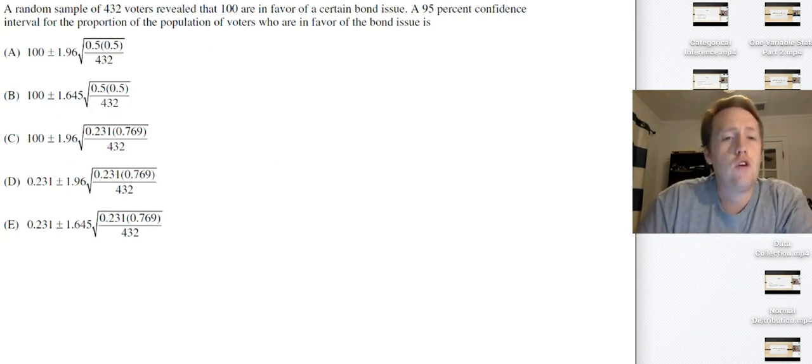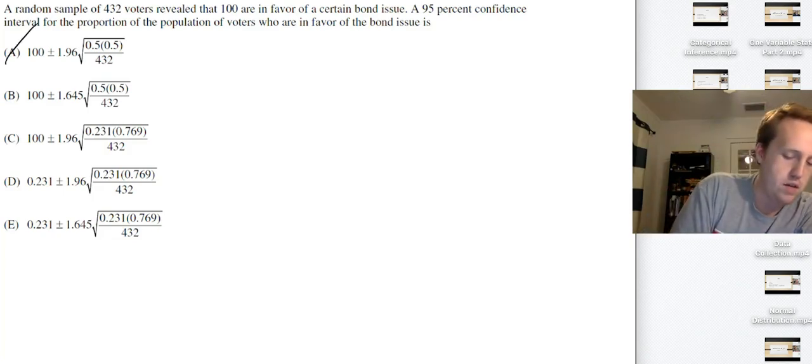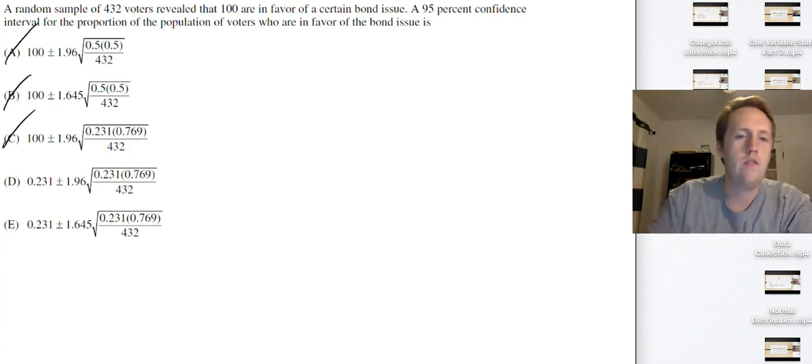A random sample of 432 voters revealed that 100 are in favor of a certain bond issue. A 95% confidence interval for the proportion of the population of voters who are in favor of the bond issue is... Well, I'm trying to get a proportion, and A, B, and C are talking about values, so they're not right. That's talking about the 100 that there actually were. So it's either D or E.